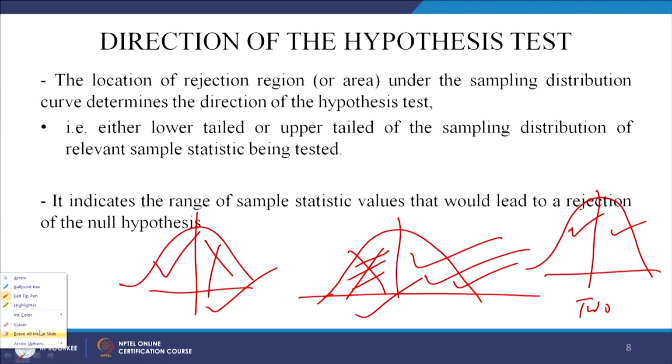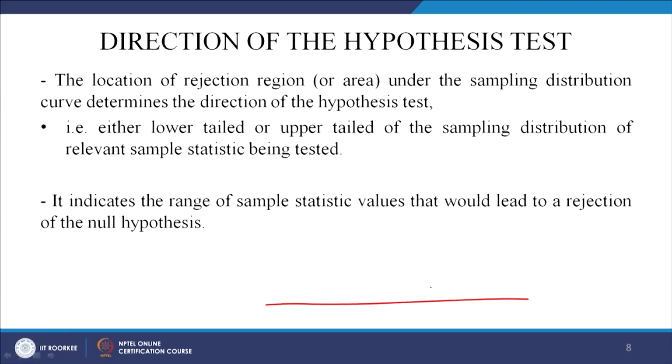Let us go to the location of the rejection region. Let me clear it for your benefit, and again I will show you. Let us say this is the normal distribution. As you know, the mean, median and the mode all lie on the same axis in the normal distribution. So, the question here is about the location of the rejection region. Now, what is the rejection region?